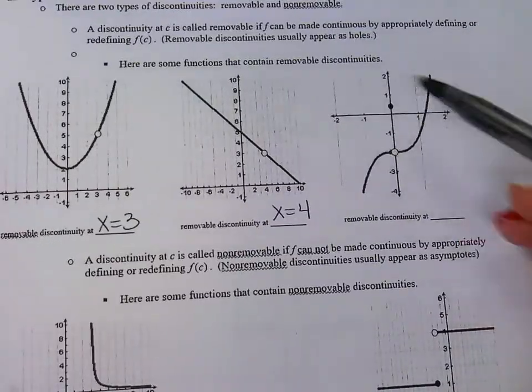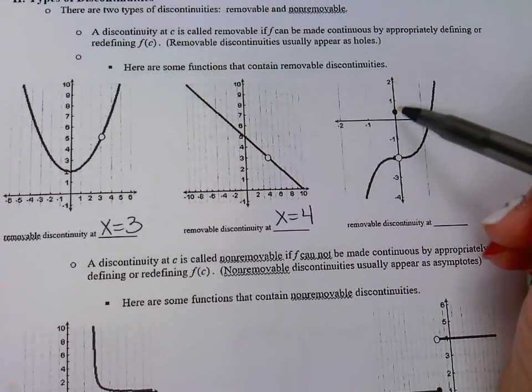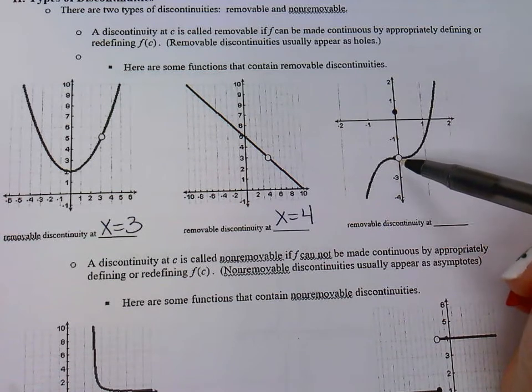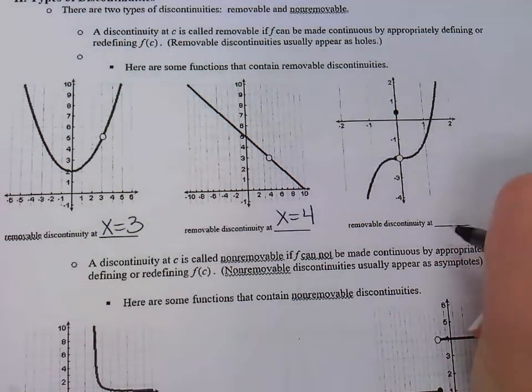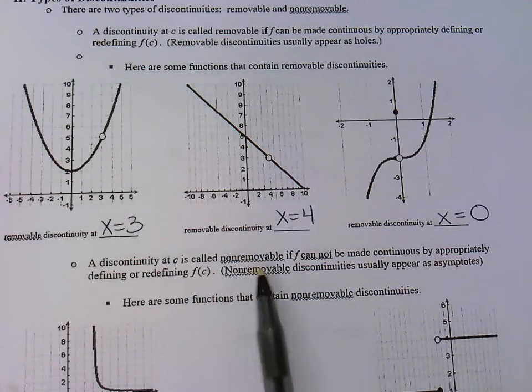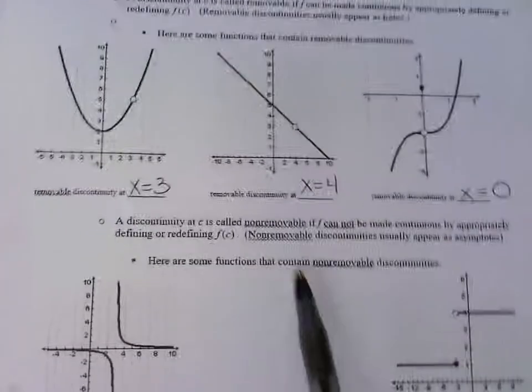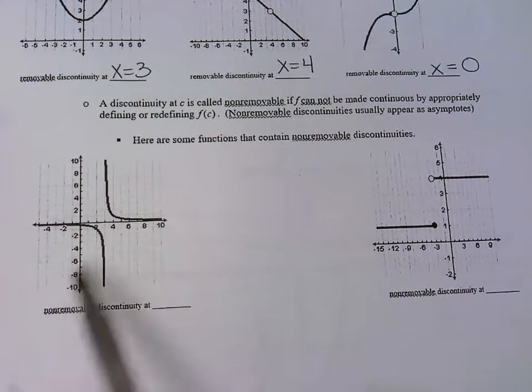And same thing over here. This is a removable discontinuity. It has the function way up here. All you have to do is say, hey, f of 0 is -2. So this has something called a removable discontinuity at x equals 0. So holes are removable because we can just tell someone what the hole is. A non-removable discontinuity, we can't redefine the value, and they're caused by usually asymptotes.